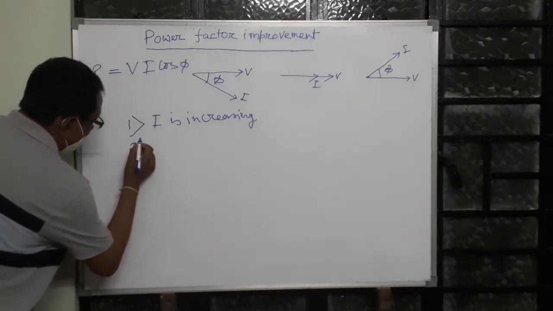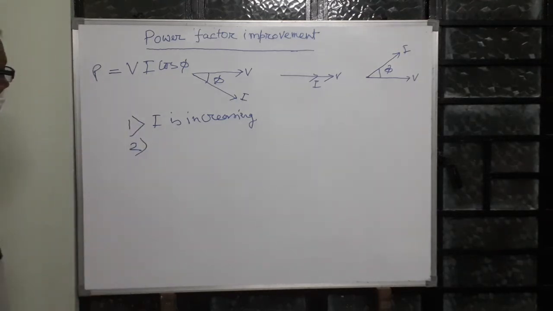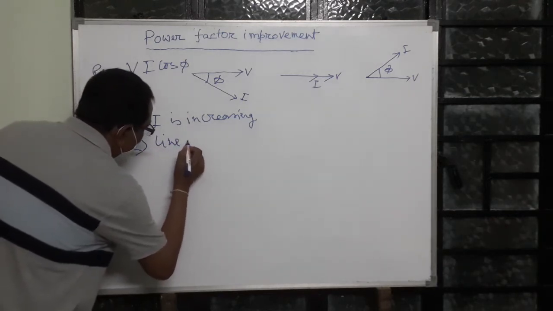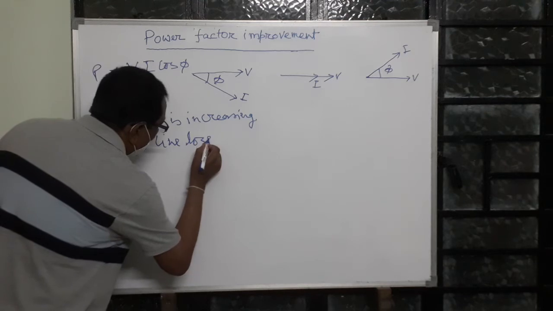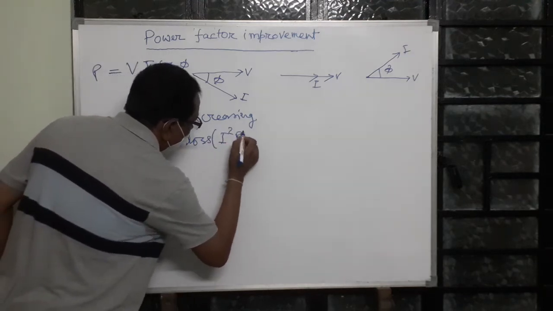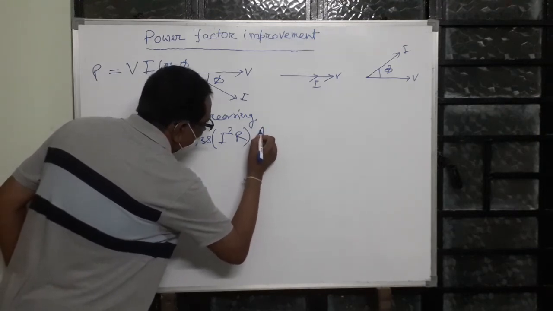Number 2 point, line loss, that is I squared R, increasing.